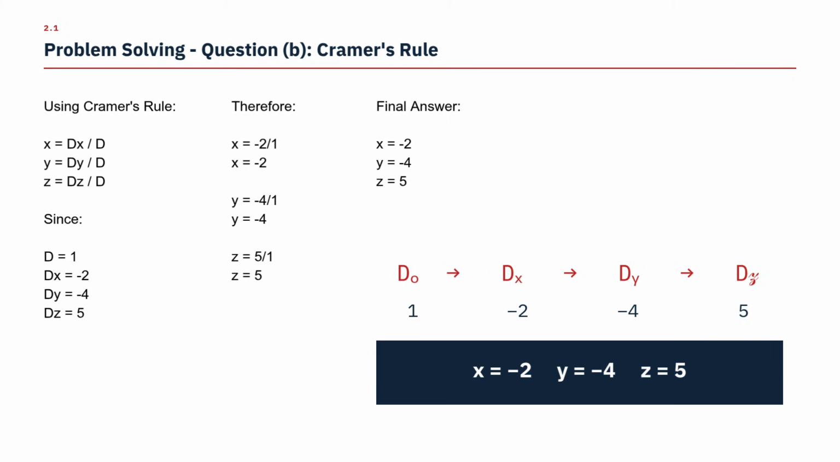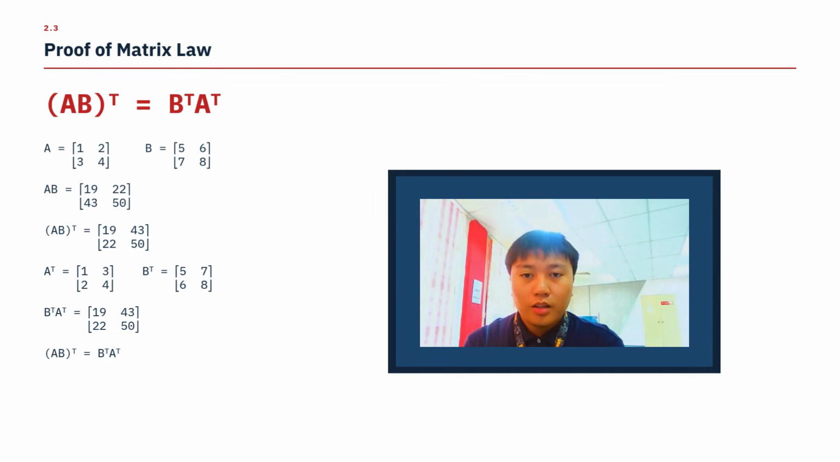Now I will hand over to Aiman Syafiq, who will continue with the proof of matrix law. Thank you, Mohamad Ikram. Now, I'll continue with the next part, which is the proof of matrix law. Here, we are going to prove that (AB) transpose equals B transpose A transpose.